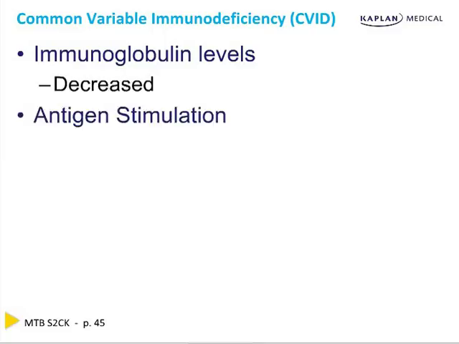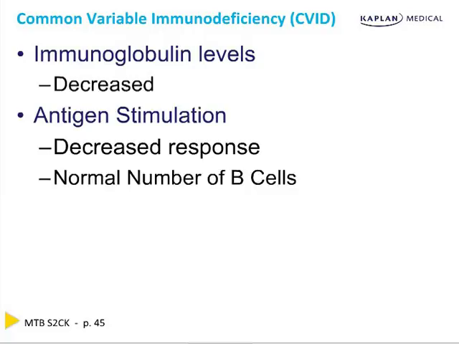Another way is an antigen stimulation test. What you do here in the antigen stimulation test is you quite simply present a B cell with an antigen. What you'll notice is that they have a decreased response. They're sluggish. They're not doing what they're supposed to do. Their output of actual immunoglobulins is decreased. But that test will also tell you that there were a normal number of B cells.